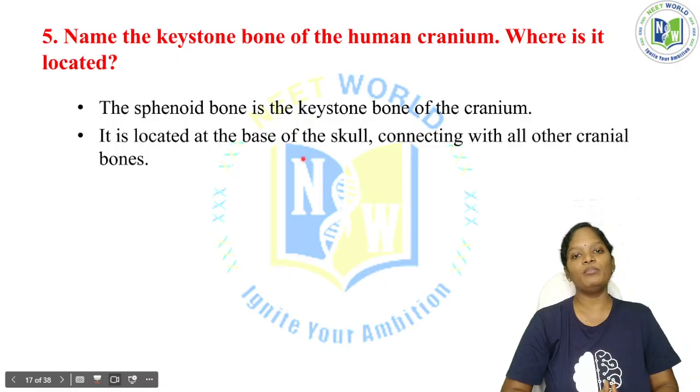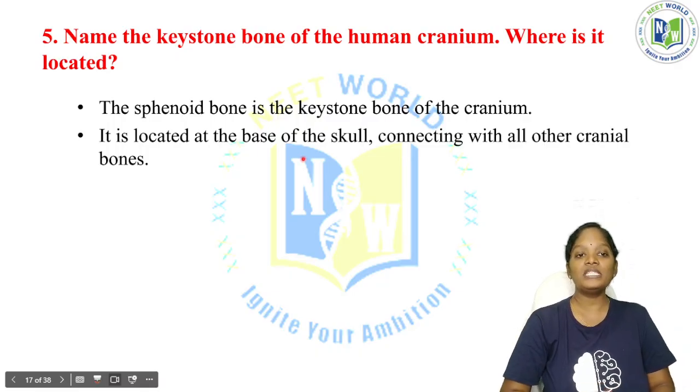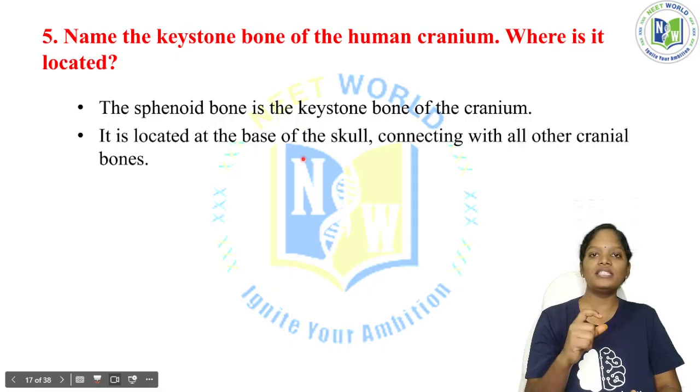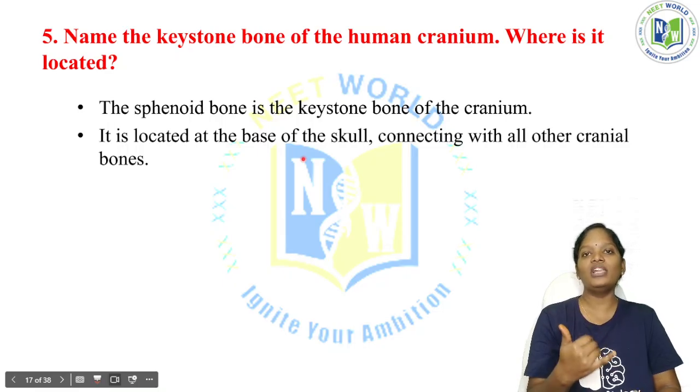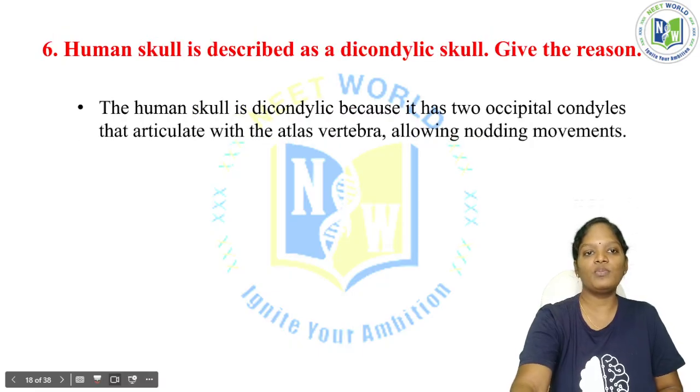Okay, so the most important bone in the human cranium will be the sphenoid bone, and this sphenoid bone is present at the base of the skull. This sphenoid bone is the one connecting with all other cranial bones. So this is why the sphenoid bone is very important.